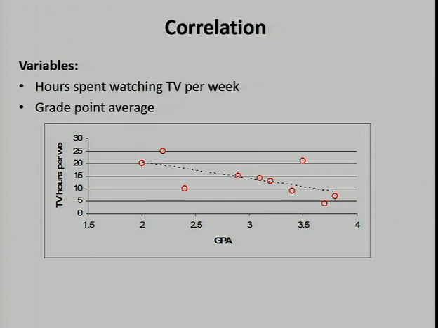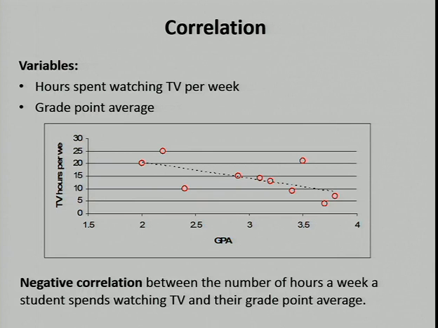So what kind of correlation is that? Negative. So a negative correlation, right? Higher values of TV watching correlate with lower grade point average. Terrible finding, right? Nobody wants to hear that. Okay. So that's just kind of to explain how that works.